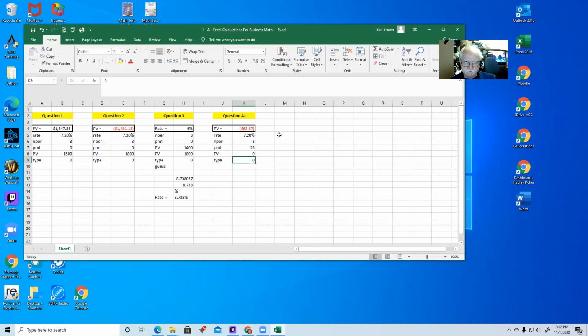And does it make sense that it's negative? Let's see. The payment we're getting, yes, we're getting the $25 payment out of this. So this is how much we would have had to invest. So if we invested $65.37 at 7.2% for 3 years, we could get back $25 per year. So it makes perfect sense.